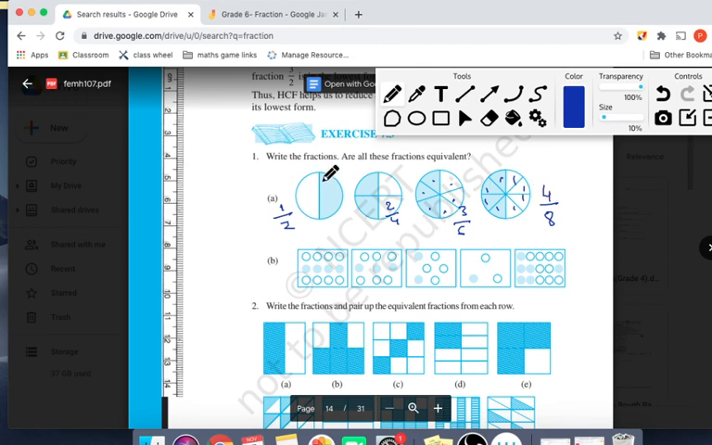So if I am eating this much pizza, my sister is eating this much, my mother is eating this much, and my father is eating this much. So basically we are eating the same amount of pizza, right? We are eating half of the pizza only, right? So yes, these all are the equivalent fractions, equal fractions, right?